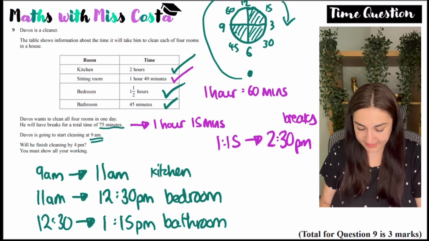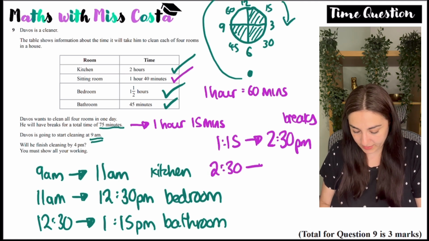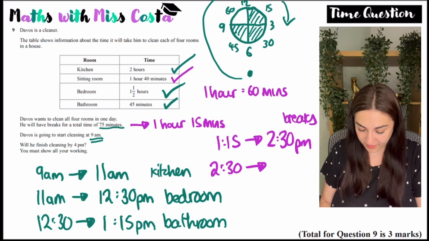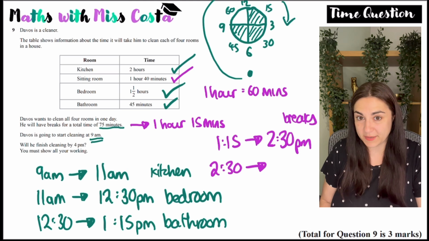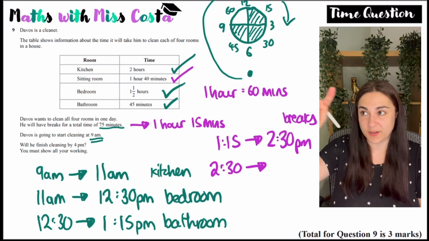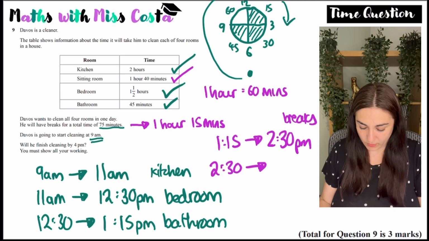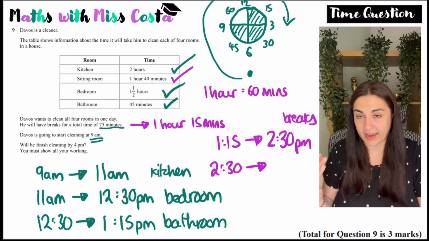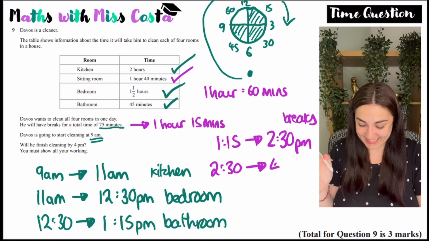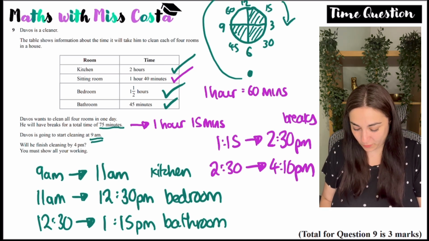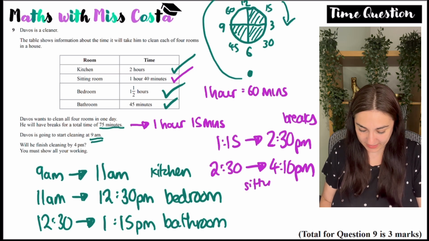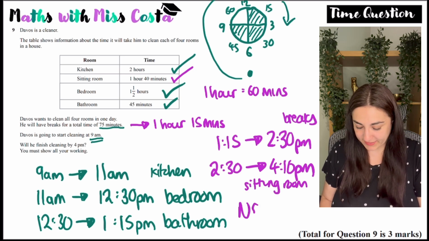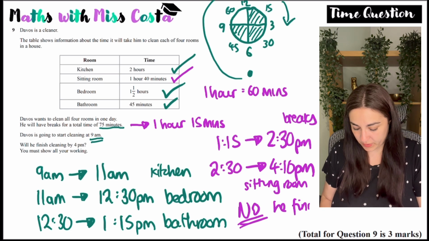And then the last thing I'd need to do is the sitting room. So 2:30 p.m. plus an hour would take me to 3:30, and then plus 40 minutes. So 3:30 to 4 would be an hour and a half, and then 4 plus the 10 extra minutes would be 4:10 p.m. So that would be for the sitting room. So sadly, no, he finishes 10 minutes later.